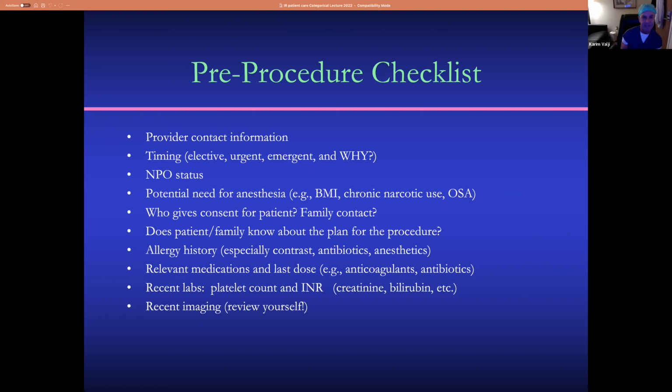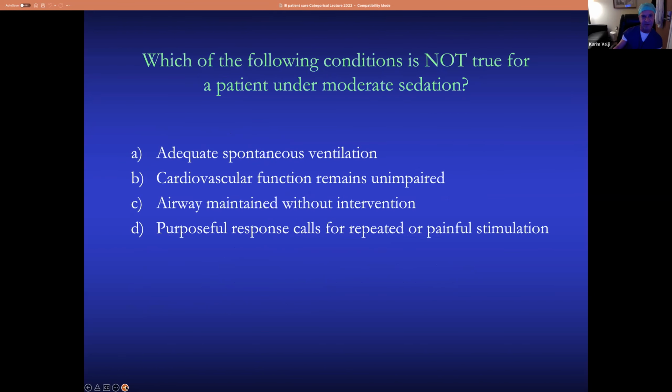Allergy history, relevant medications and the last dose in terms of anticoagulants and antibiotics, recent labs, especially platelet count and INR, and then others depending on the procedure you're doing. And then finally, recent imaging. And the last element, you need to review it yourself. You don't want to just look at the report. Remember, we're radiologists, not vascular surgeons. We need to look at it and decide, does the imaging support what I want to do, and what kind of problems could I get into in doing the procedure? That's where going over the studies is important.